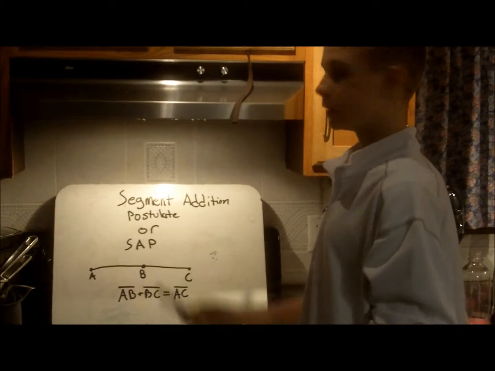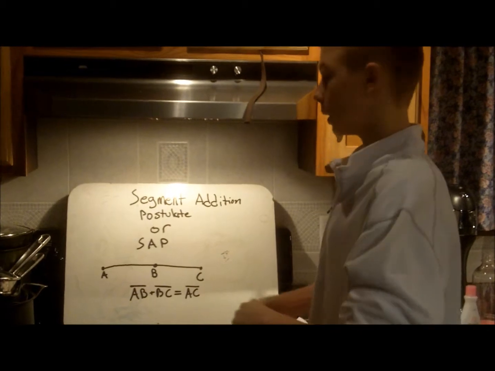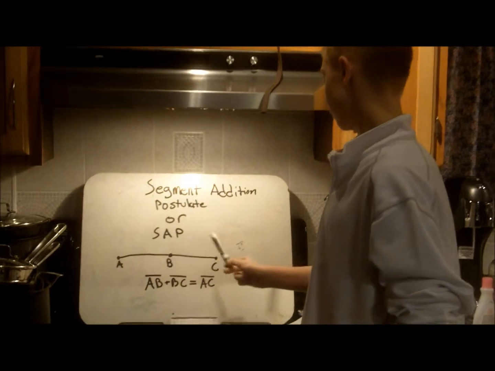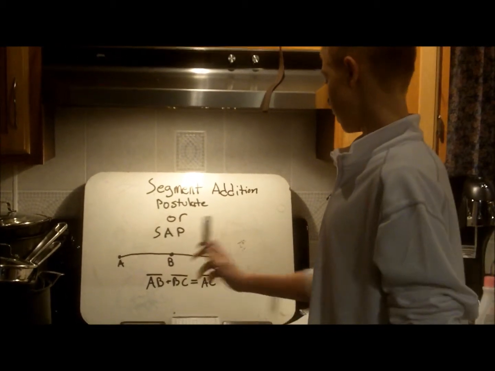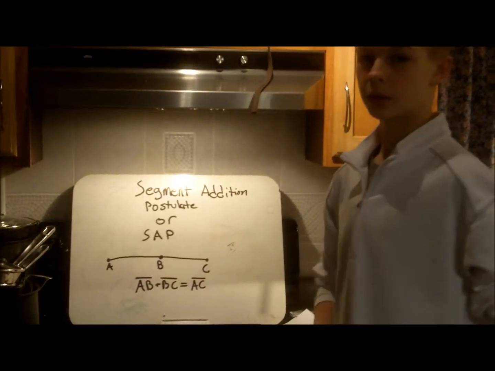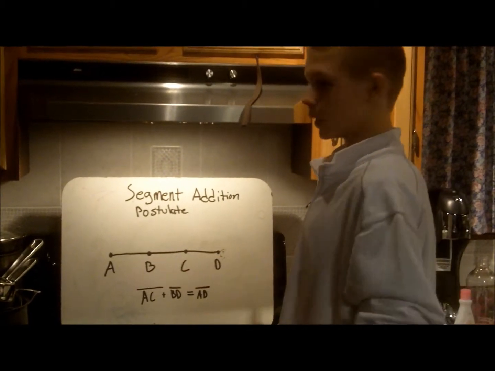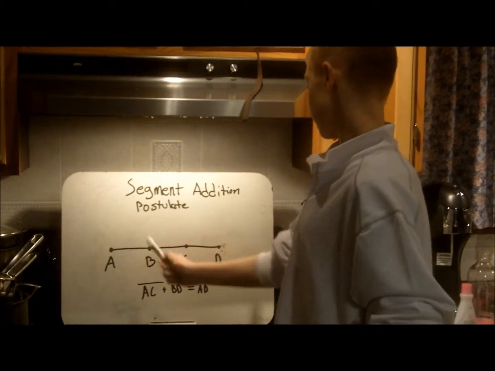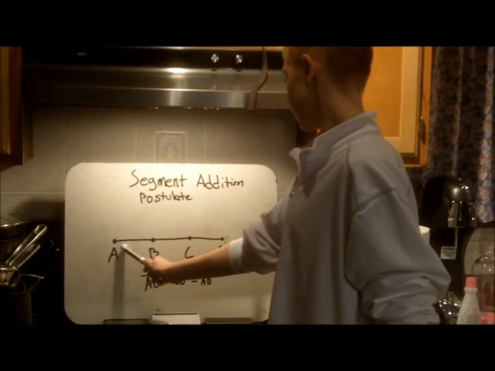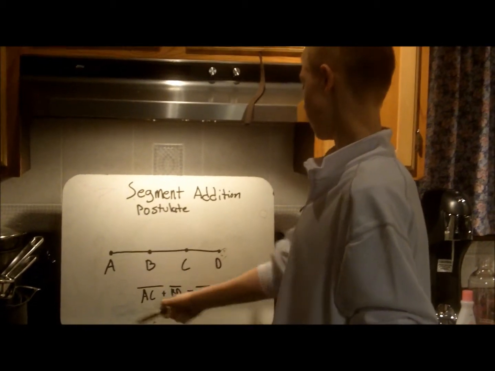The next lesson is the Segment Addition Postulate, also known as SAP. This is when you split up a bigger segment into two other segments, and then you add up those two segments to equal the bigger segment. Here's an example. This is more complex than our picture because there are 4 separate points. This is taking AC plus BD to equal AD.